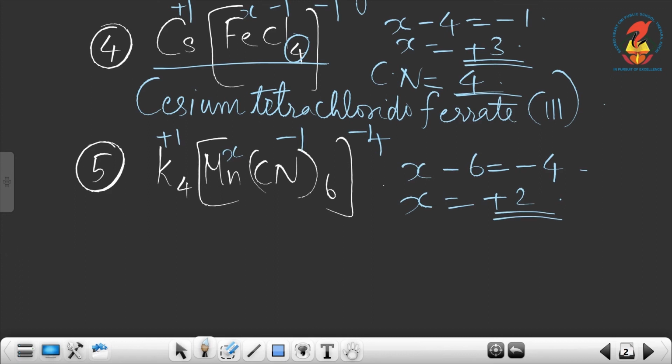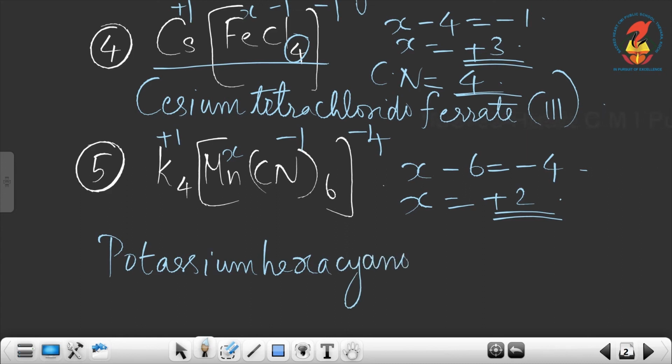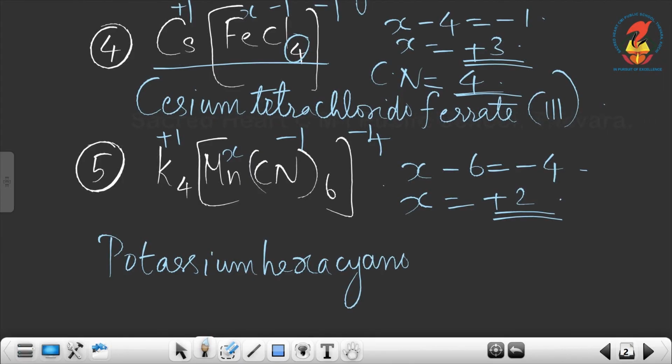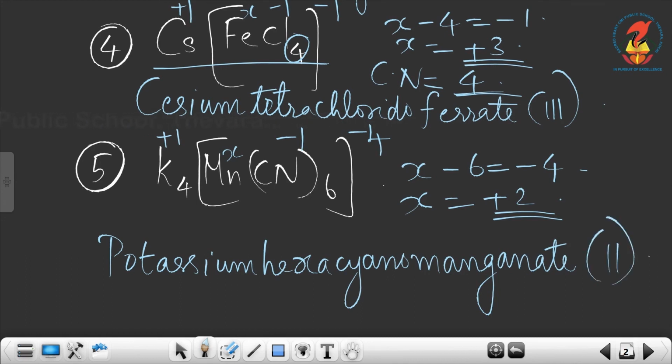Now let's write the IUPAC name. We have potassium, hexacyano. Now manganese is minus 4. Complex ion is negative. So instead of manganese, you will write manganate. M-A-N-G-A-N-A-T-E. Manganate. Then the charge, that is 2. So this is the IUPAC name of this compound.